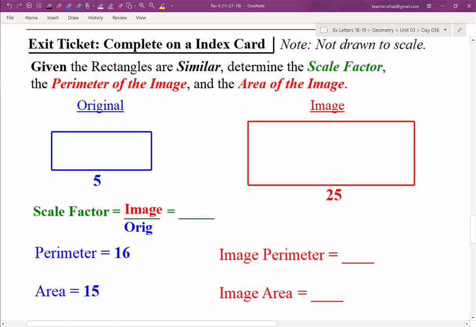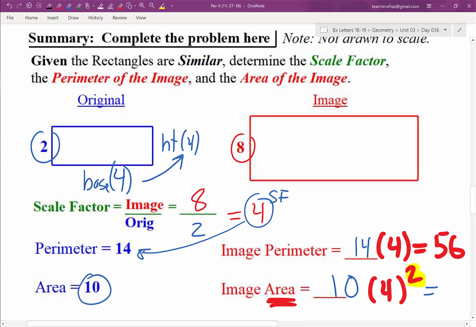Wait, I was using the other problem. What? Okay, I'll put it back. Wait, we just write the perimeter and the area? Yeah, it's all I want. And the scale factor. I want the scale factor. What size is it? This one or this? Then just put your answers on there. That's it. I just want the answers on there. Scale factor, the image perimeter, and the image area. The 3 of them.